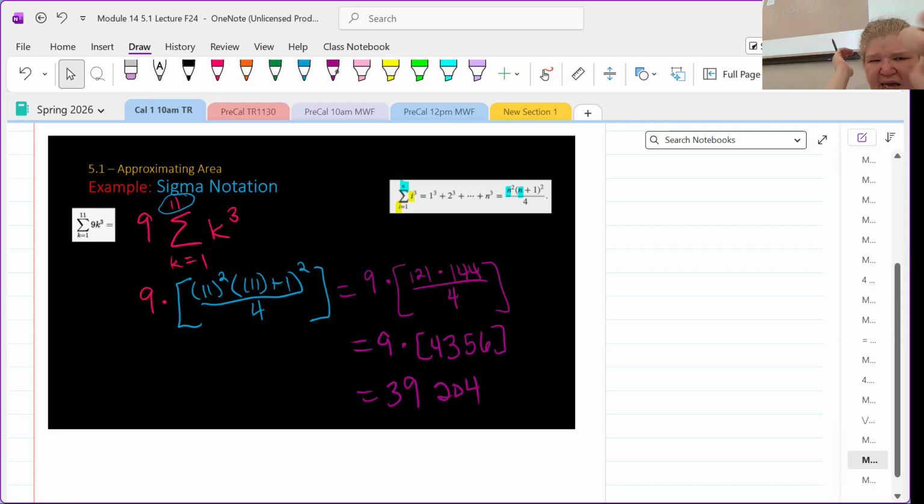So there is a way to take a weird sigma notation with a formula in terms of a constant times the index squared or the index cubed. So I can have a constant k squared or k cubed. There's a formula that I can substitute out for that.